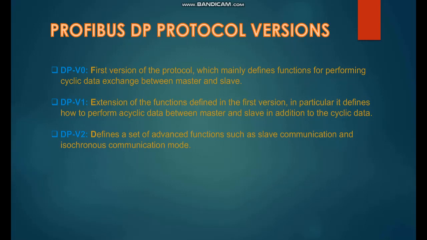Class 1 master, responsible for the cyclic data exchange, typically represents the PLC or control software of the process or plant. Class 2 master allows communication via acyclic messages on the Profibus DP network, typically represents an engineering or configuration tool for commissioning or maintenance of the network.